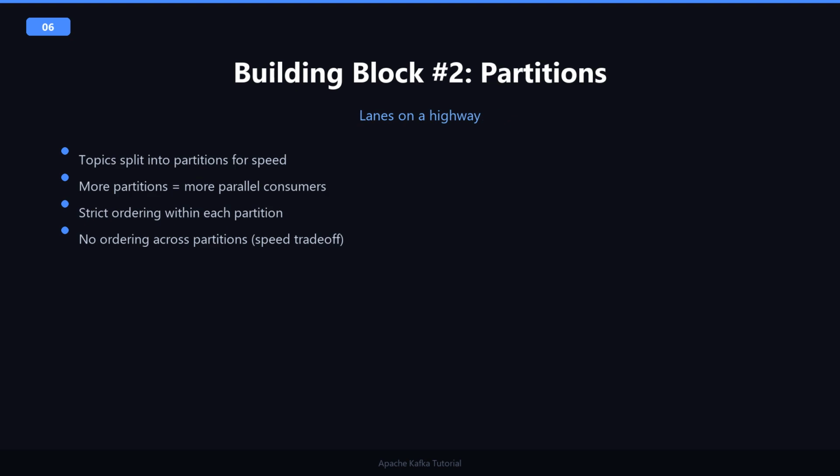Number 2, partitions. This is where Kafka gets its speed. Each topic is split into multiple partitions, think of them as lanes on a highway. Instead of all the cars using one lane, you spread them across multiple lanes so traffic moves faster. This lets multiple consumers read from the same topic at the same time, each taking a different partition. More partitions, more parallelism, more speed.